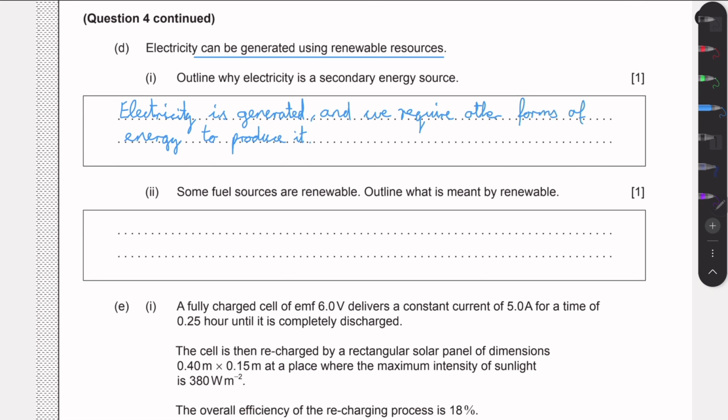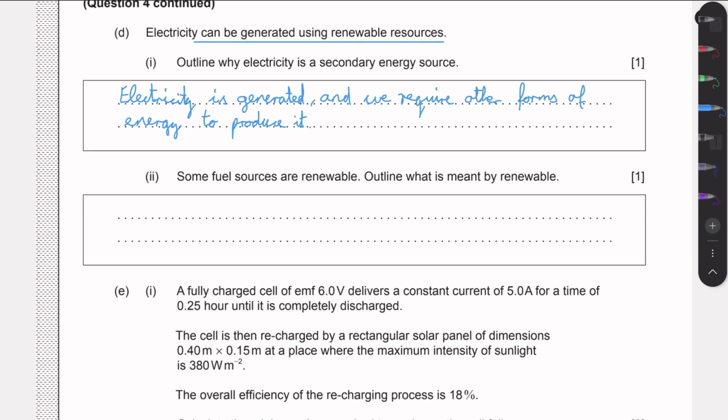Then we need to outline what is meant by a renewable resource. Well, simply put, that a renewable resource can be replenished faster than is being used up.